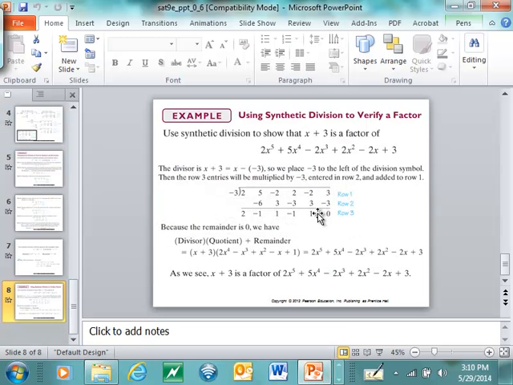Okay, folks, so that is synthetic division. You will have plenty of opportunities to use this in the future.